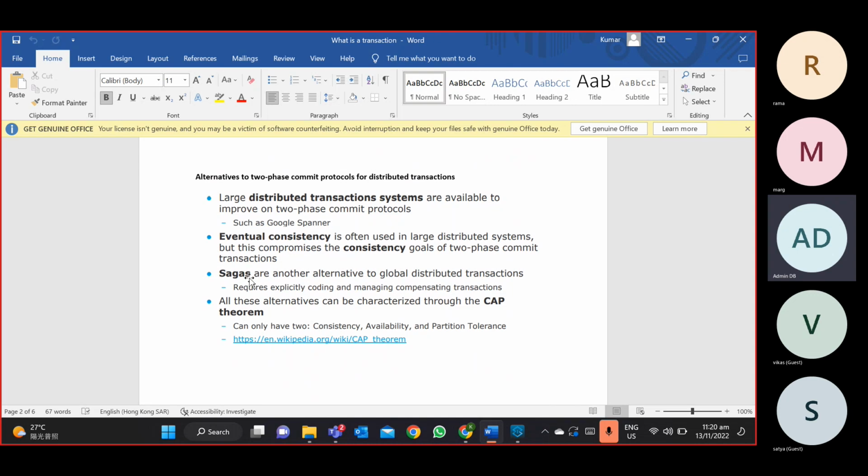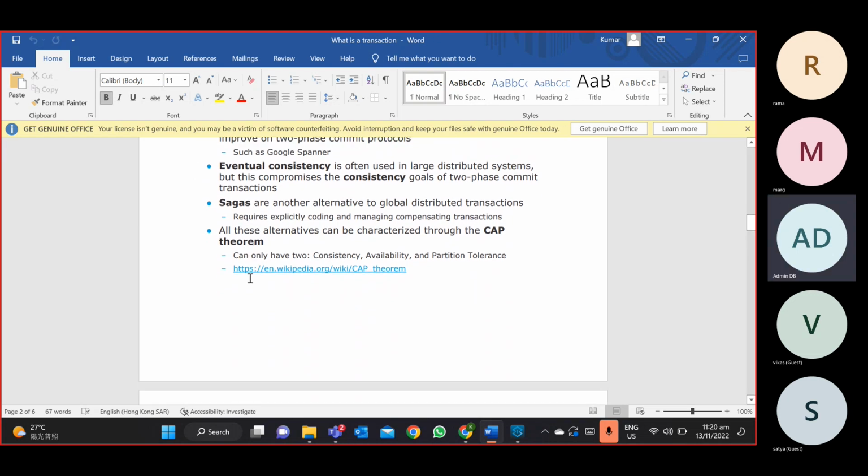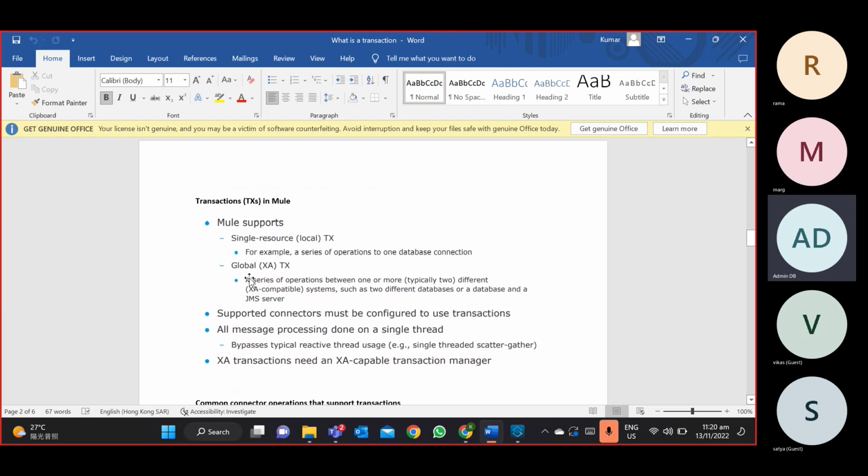Whenever an error comes, it will go to the error handler, and inside the error handler you need to call the Salesforce operation again with a delete operation. So what you inserted first, you need to delete in error handling. For that, we have this Saga pattern. We'll show you one diagram also.